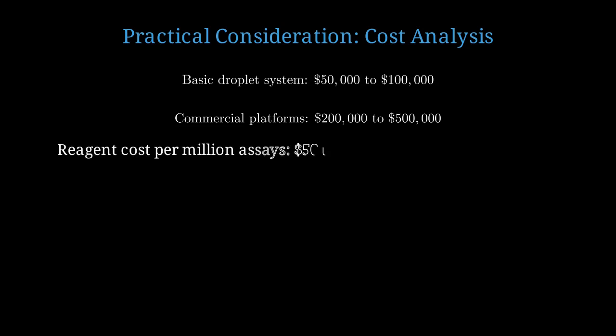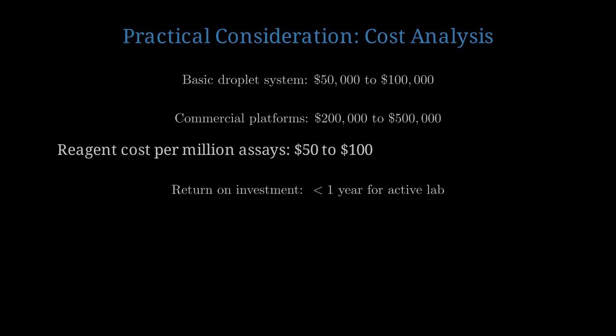But here's the key advantage. Reagent cost per million assays is only $50 to $100. With traditional methods, 1 million assays would cost millions of dollars in reagents alone. For an active research lab doing directed evolution, the return on investment is less than 1 year. The savings in reagents and labor quickly offset the equipment cost.